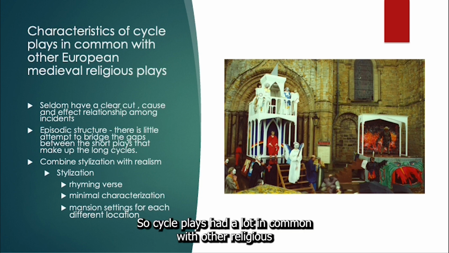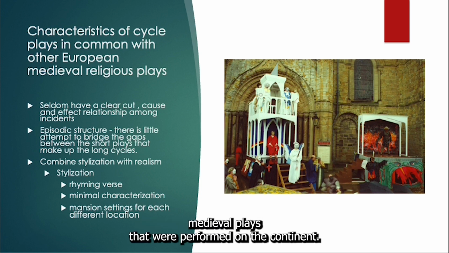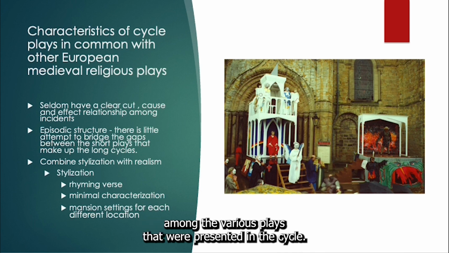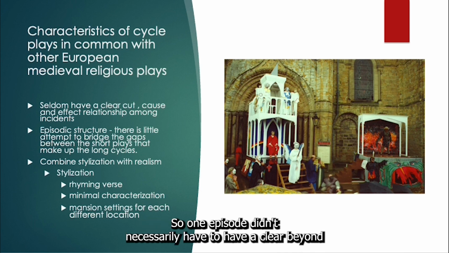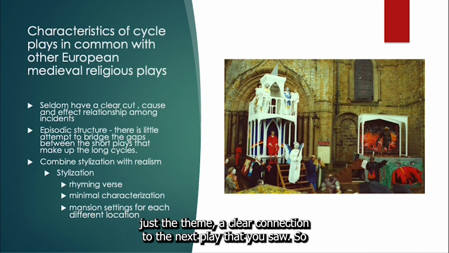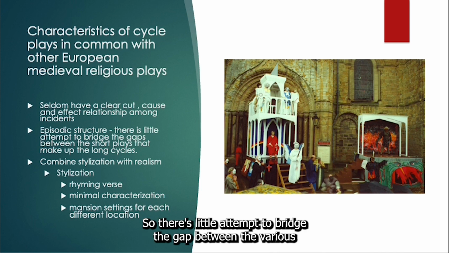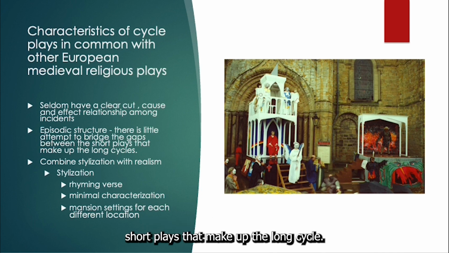So cycle plays had a lot in common with other religious medieval plays that were performed on the continent. It's very rare that there was a clear-cut cause and effect relationship among the various plays that were presented in the cycle. So one episode didn't necessarily have, beyond just the theme, a clear connection to the next play that you saw. Episodic structure is basically what I'm talking about. So there's little attempt to bridge the gap between the various short plays that make up the long cycle.